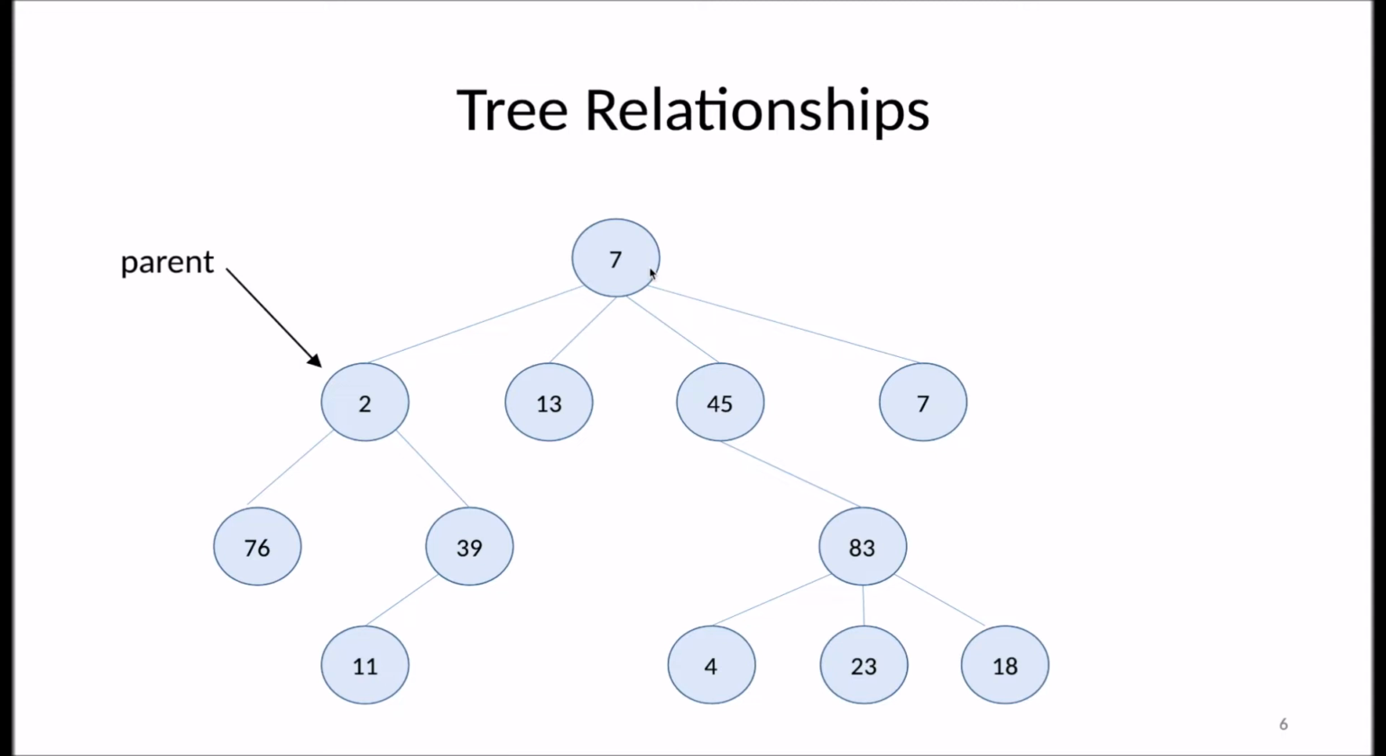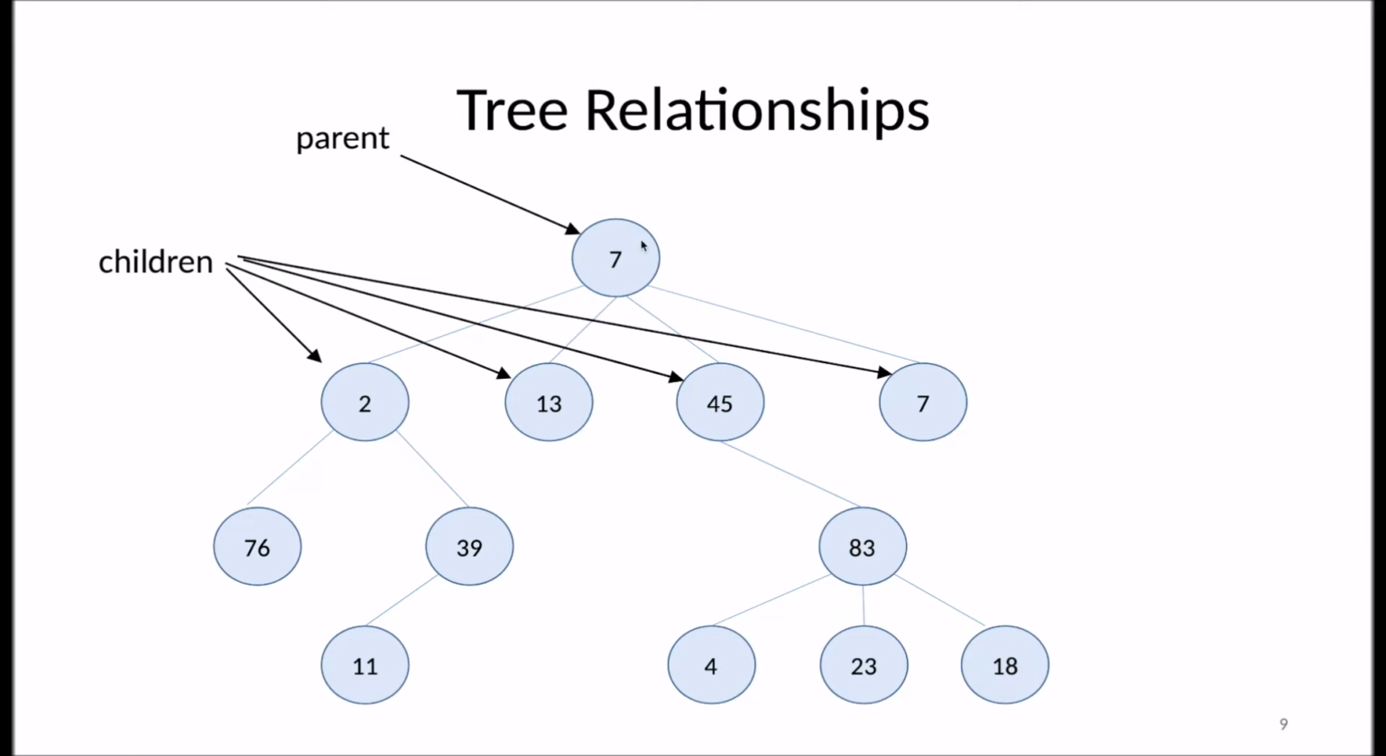When we talk about trees, we often refer to nodes in terms of their relationships. For example, node 2 is the parent node of 76 and 39. That makes 76 and 39 child nodes or just children of the parent node 2. And remember that parent node and child nodes just focuses on the relationships between nodes. So 39 is a child node of 2, but it's also a parent node of 11. And because 76 and 39 share the same parent, 76 and 39 are considered siblings.